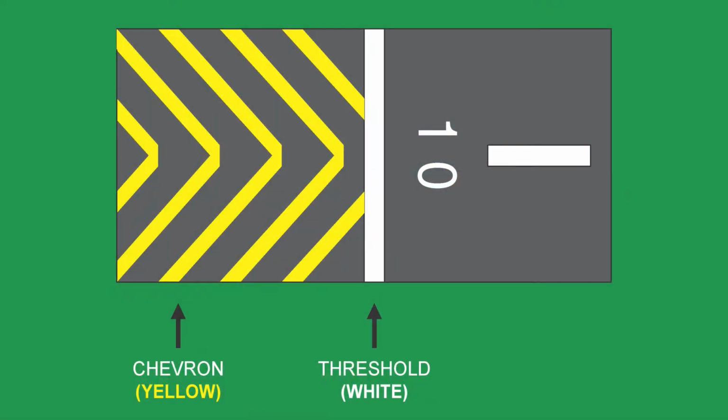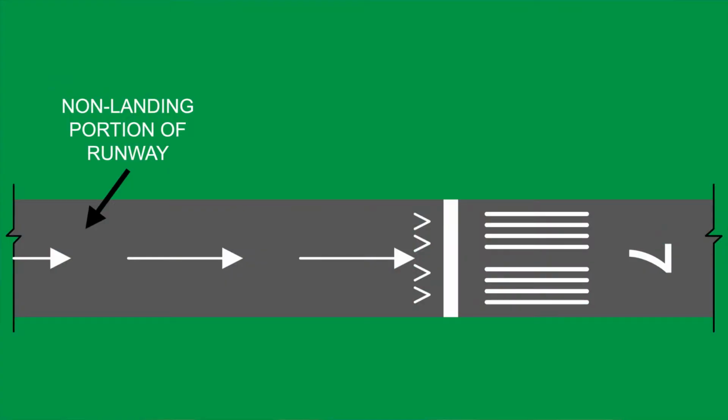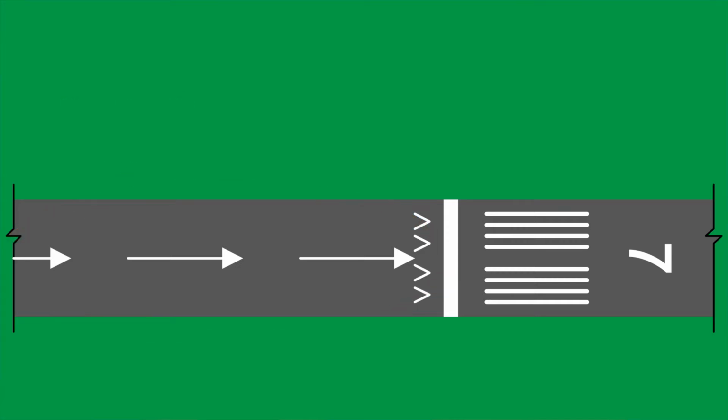Some runways have an area prior to the threshold marked with yellow chevrons, indicating a blast pad or a stopway. This area is not suitable for any type of ground operation and should only be used as a runway overrun or for emergencies. Some runways have an extended section of pavement leading up to the threshold, with large white arrows painted on the ground. This is called a displaced threshold and may only be used for takeoff or landing rollout.